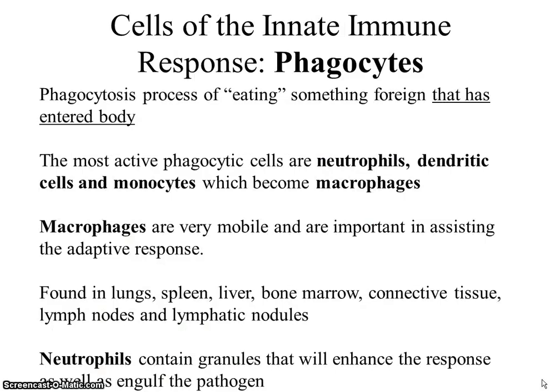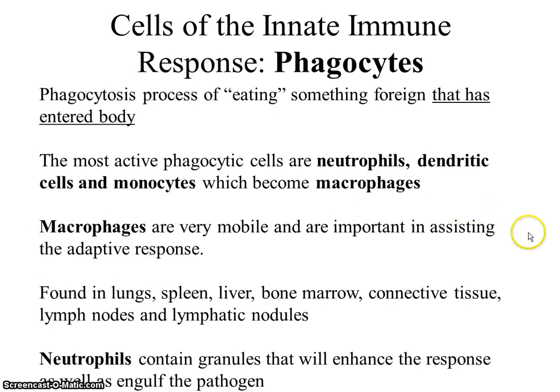Okay. Cells of the innate immune response, again, so that's second line. So we said that second line, the innate, has phagocytes and it has soluble proteins. So here are our phagocytes. They're all part of this. They eat anything that's entered the body that they can find. All right. The most active are neutrophils, dendritic cells, and monocytes, which become macrophages.